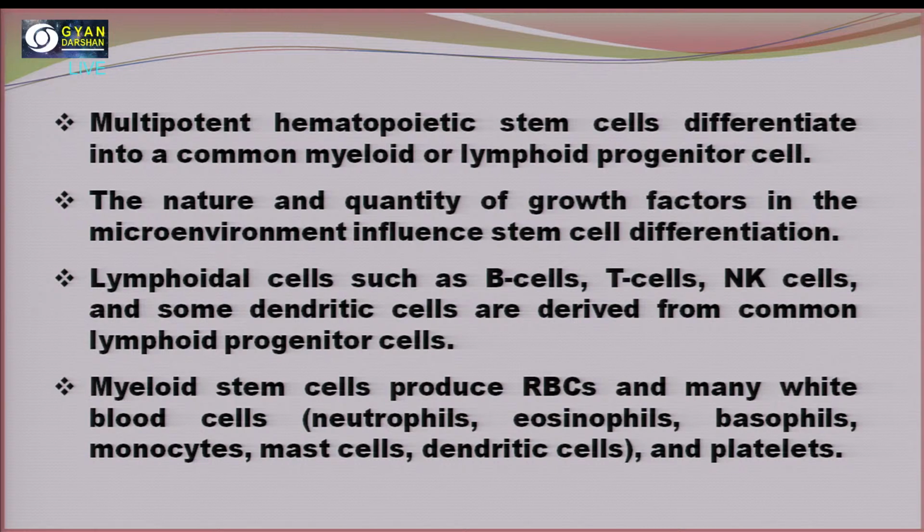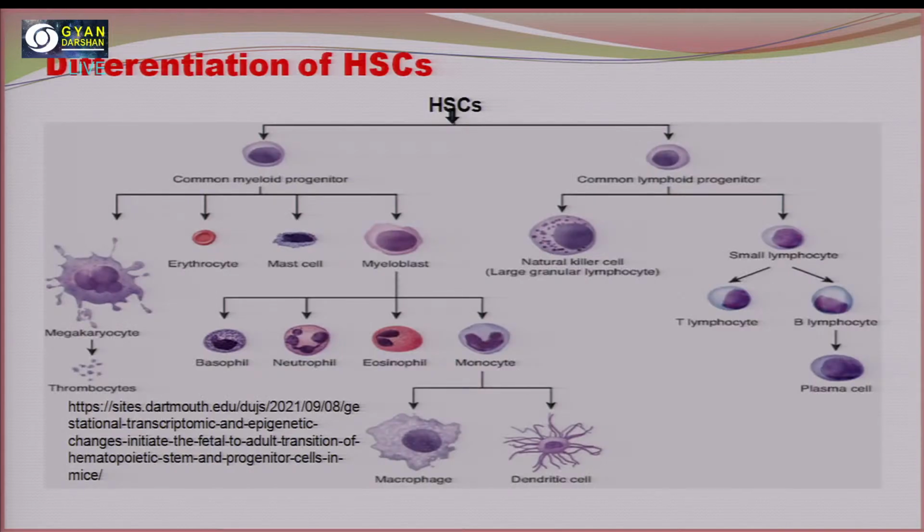So there are two types of lineage which are generated in the bone marrow. One is the lymphoid lineage, another is the myeloid lineage, and they are able to produce different types of cells. And I want to discuss the differentiation of the hematopoietic stem cells.